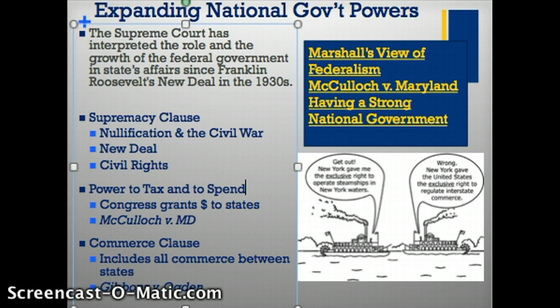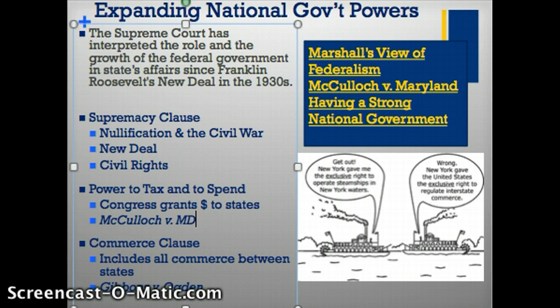Taxing and spending. With taxing and spending, Congress grants money to states. Congress may not be able to regulate agriculture and education, but they can control the money the states have to do these things. They give the money to the states, then they can set the standards for the states. Just like if your parents give money to you, they might be able to tell you how to use that money.